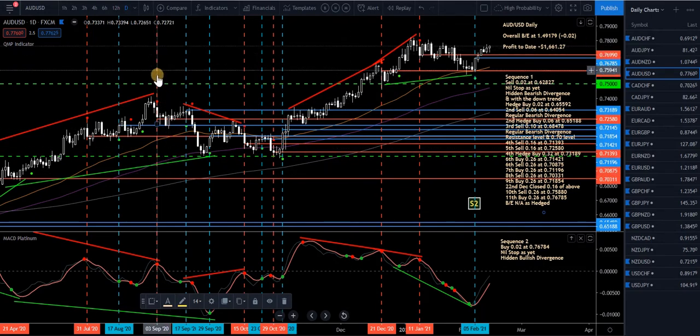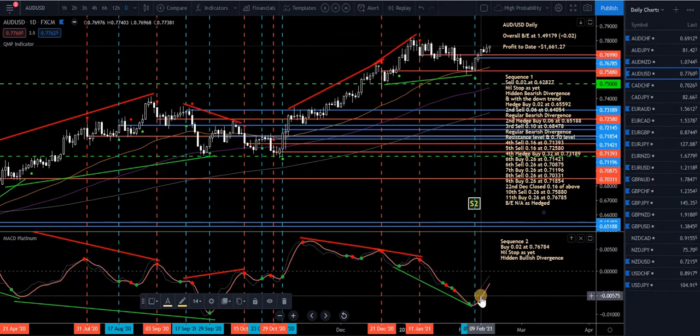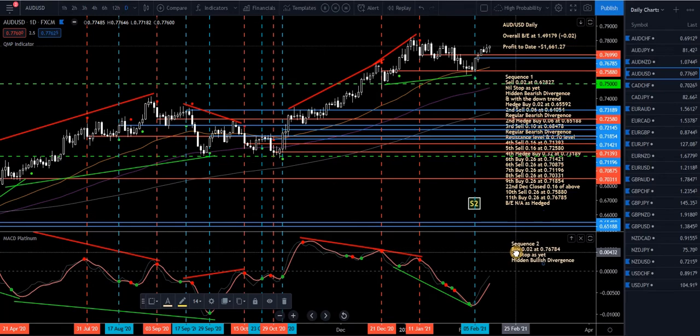Remember, the sell trades are the red lines and buys are the blue lines. So there's a lot happening here, a lot of trades, as you can see, and a few up here too, and a couple down here. But don't worry about it, it's hedged at the moment. And sequence 2 is this buy in here. No stop in place yet. Hidden bullish divergence again.